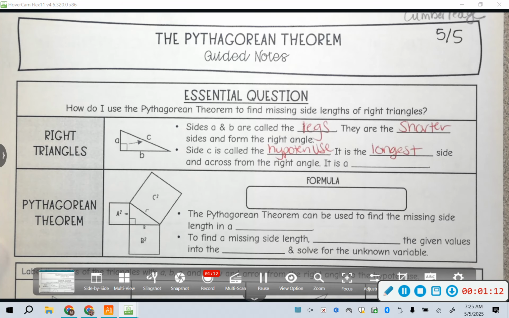And across from the right angle is a... I don't know what that says. We're going to ignore that one.